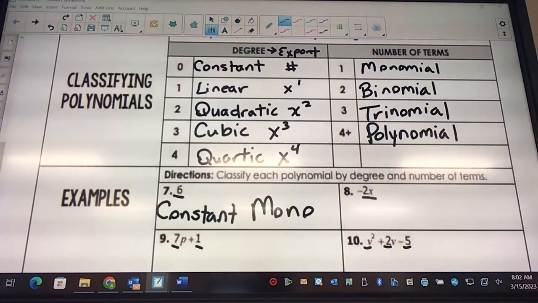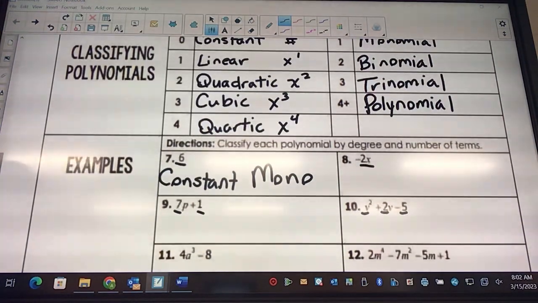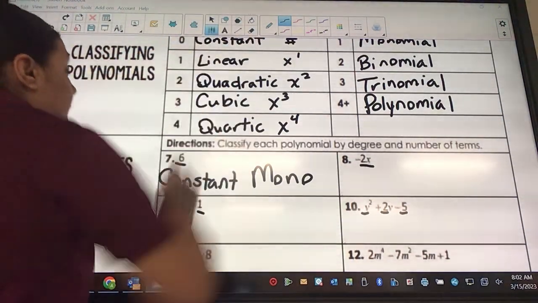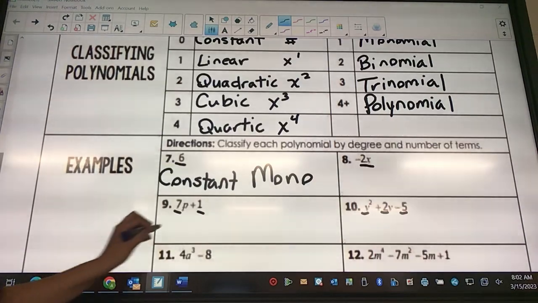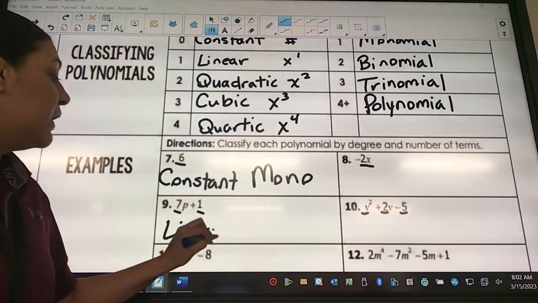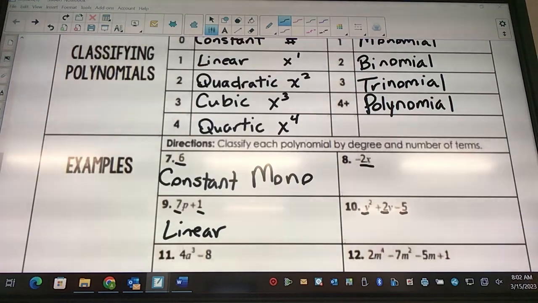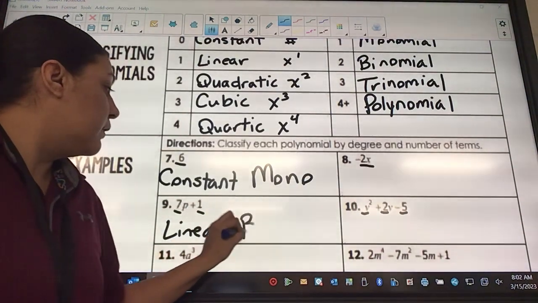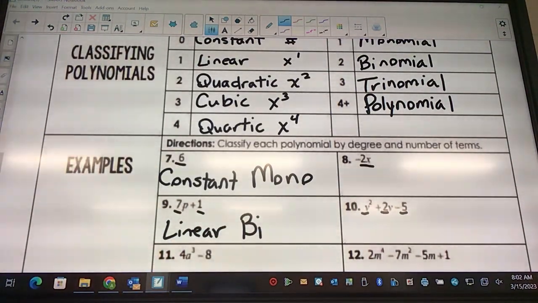Okay, and when we're looking at the degree, we're looking at the highest exponent, okay? So if we look at 9, what's the highest exponent? That's not the exponent. 1. It has a 7p to the 1 power. And so what is that going to be from this category? Linear. How many pieces does it have? 2, so it's going to be a binomial. No, 7p is 1 piece.